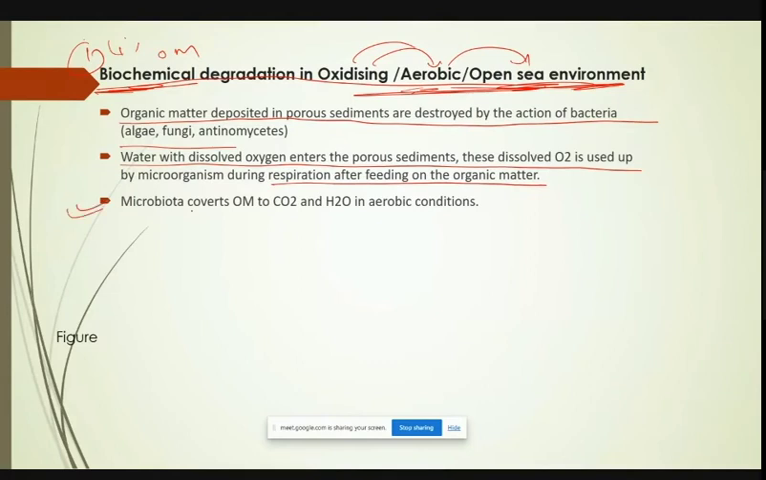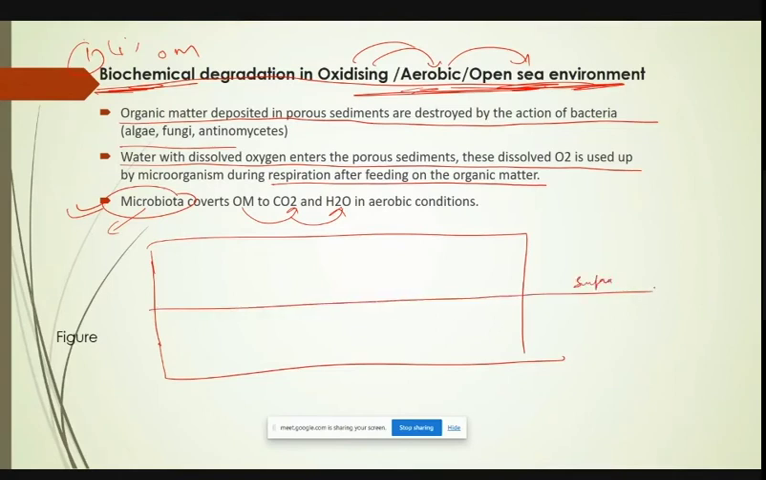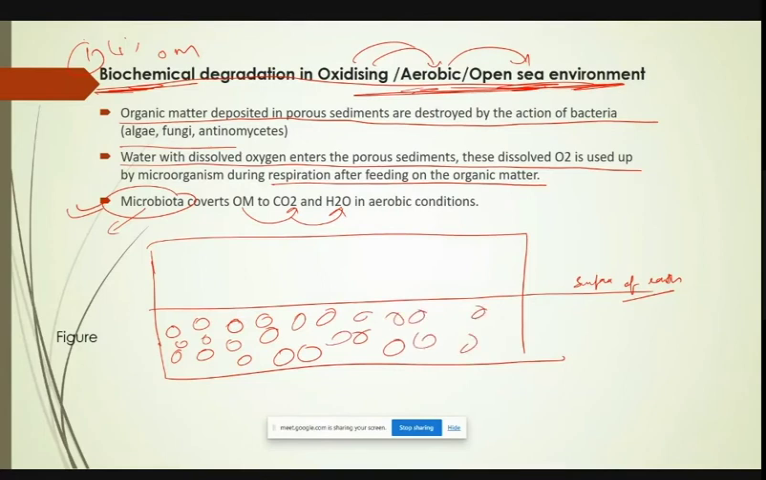The third point says that the microbiota, meaning the microorganisms, convert the organic matter to carbon dioxide and H2O during respiration. So what is being explained here is, if this is the condition, this is the surface of the earth. And these are porous sediments. Like the first point says, organic matter is being deposited in porous sediments. So these are the porous sediments.